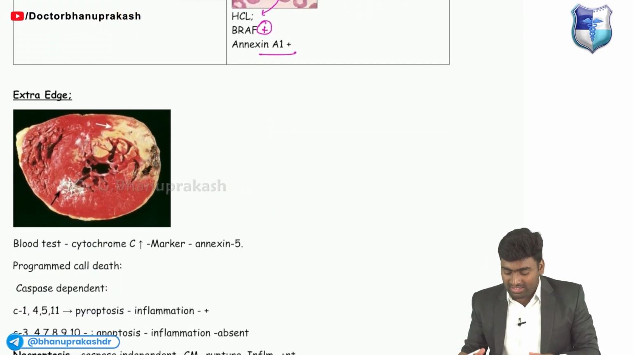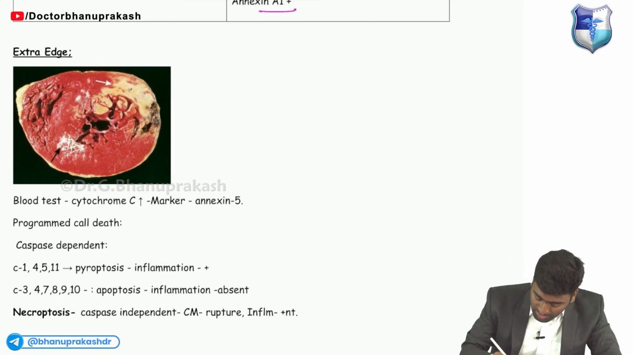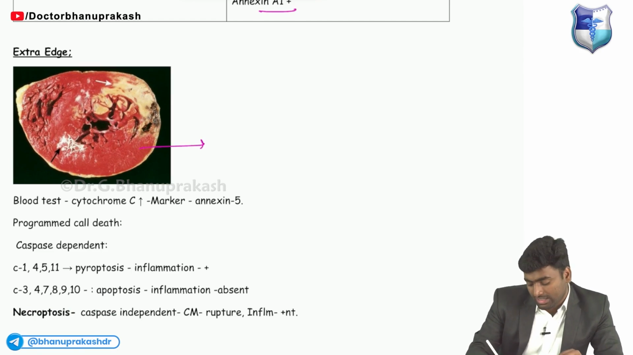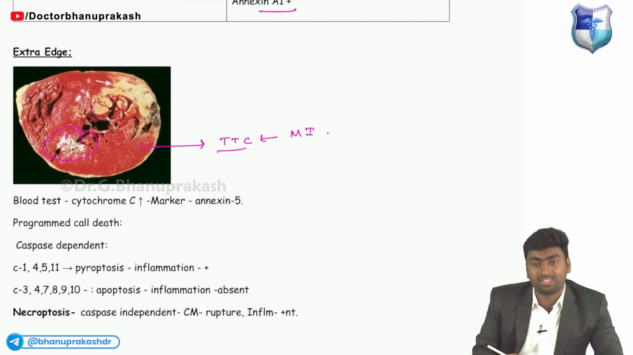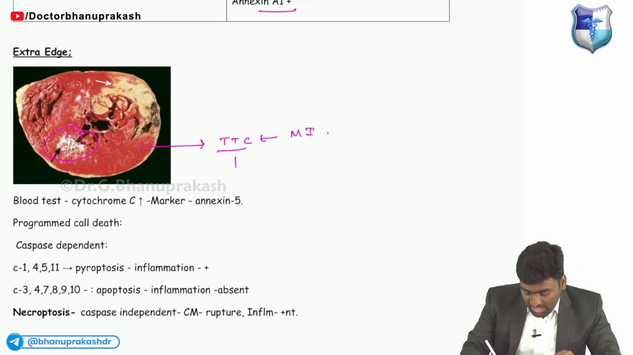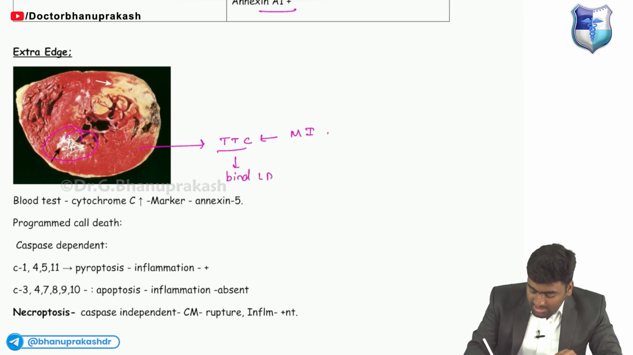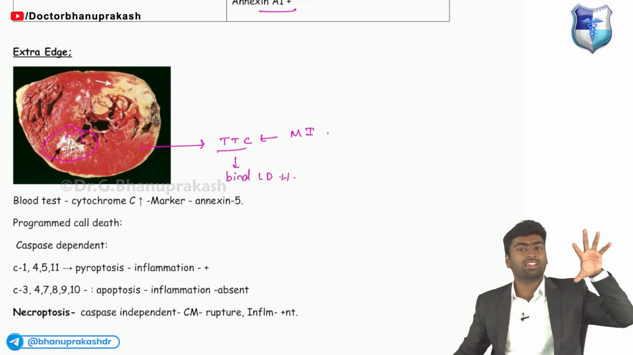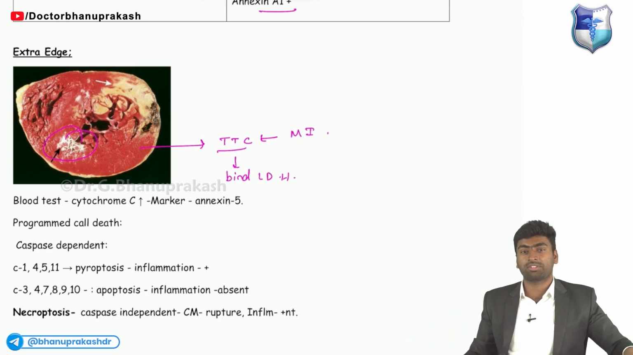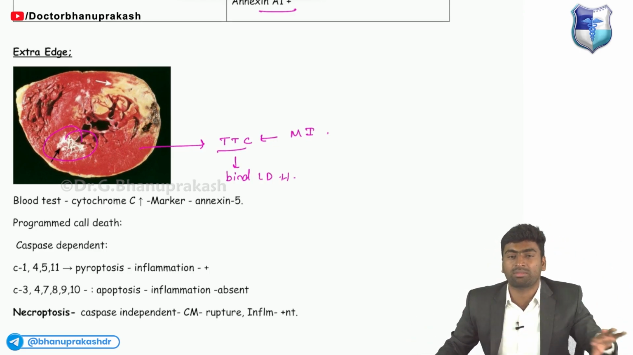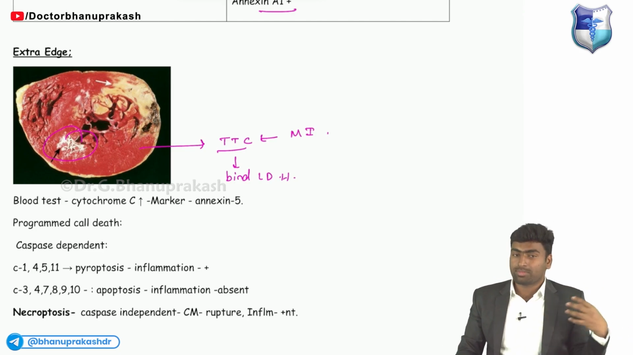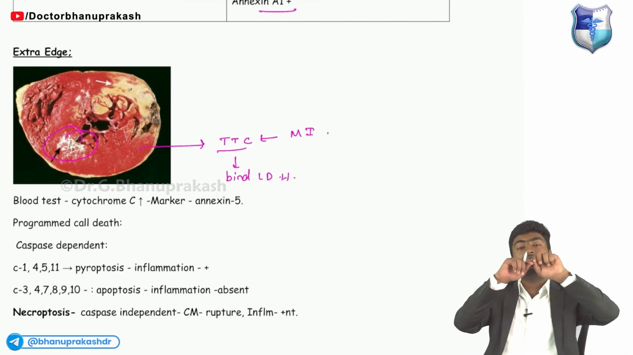Then let's see a little extra, and after that we'll take a break. If you see this type of dye, triphenyl tetrazolium chloride, it is used to diagnose MI. It will bind to LDH, because we have studied that in cellular injury there is reversible and irreversible injury. In reversible cell injury there will be no damage to the cell membrane, but when irreversible cell injury happens, the cell membrane will break.